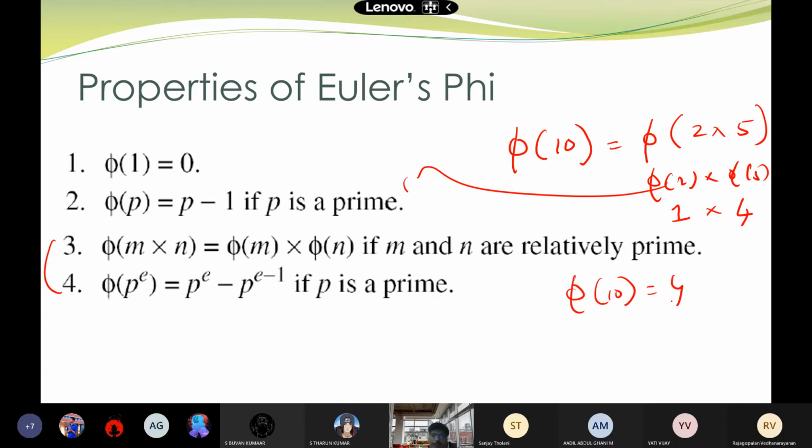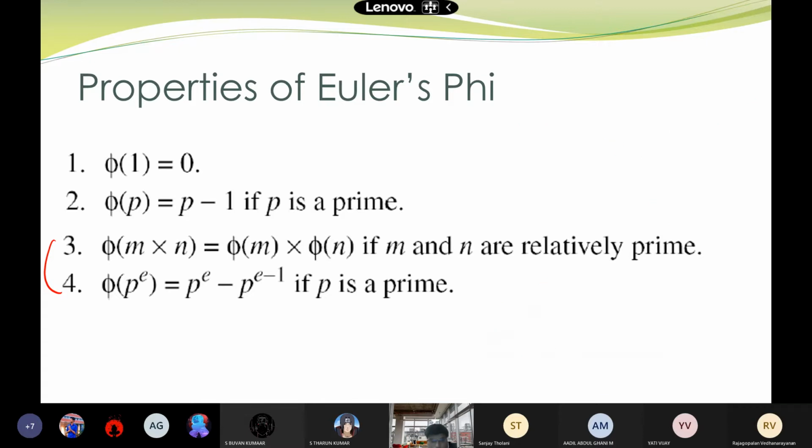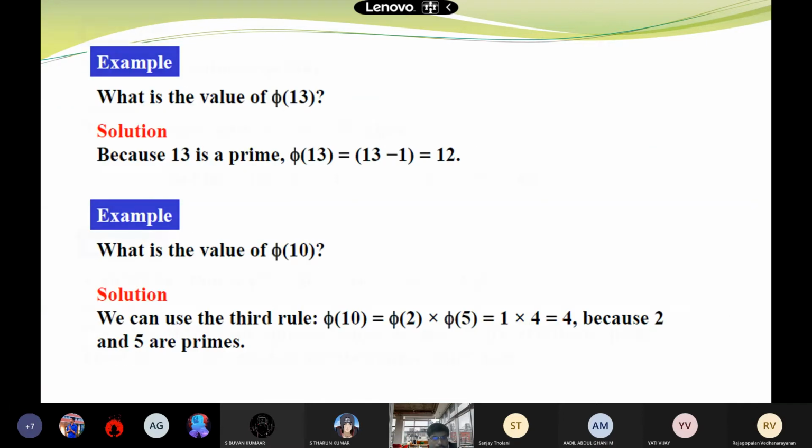You directly got the number of elements in the set. But if you have to find out the set 10 star, then you need to know 1 is one of the elements, 3, 7 and 9. So these are the elements in the set. But the number of elements in the set is what Euler's totient function tries to find. I hope it's clear. I'm going to give you many more examples. So I want you guys to do these.